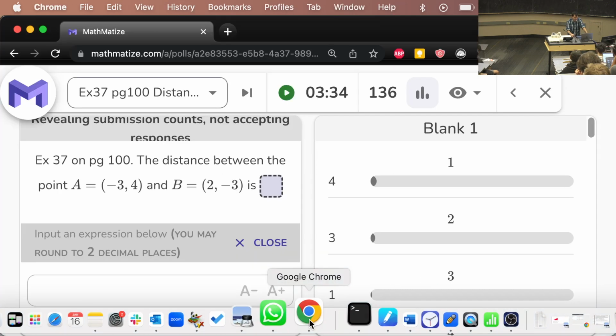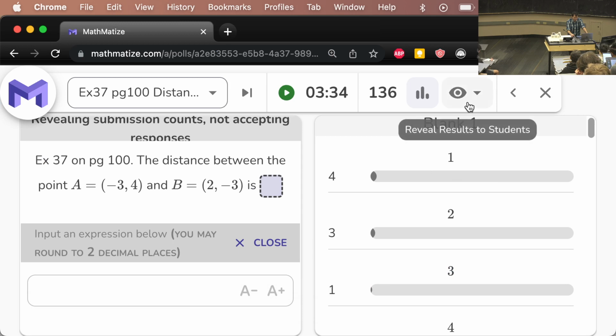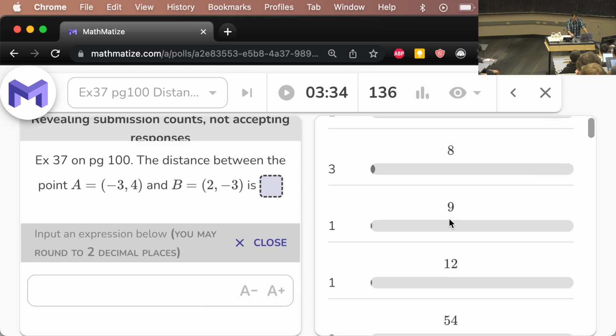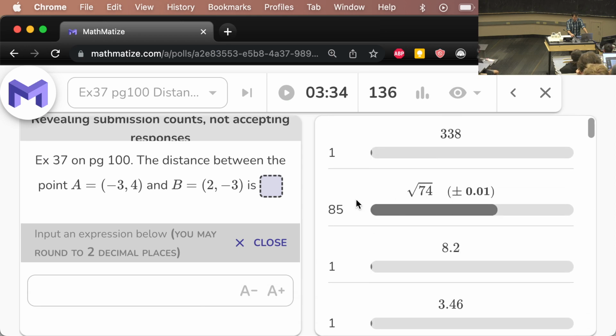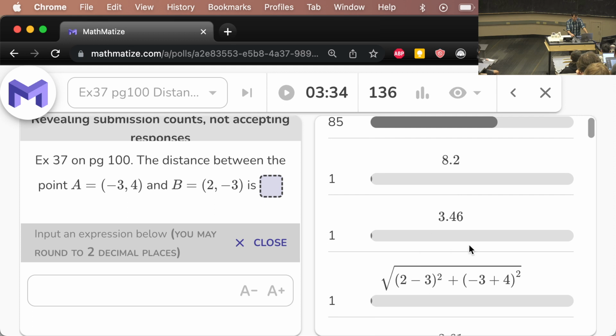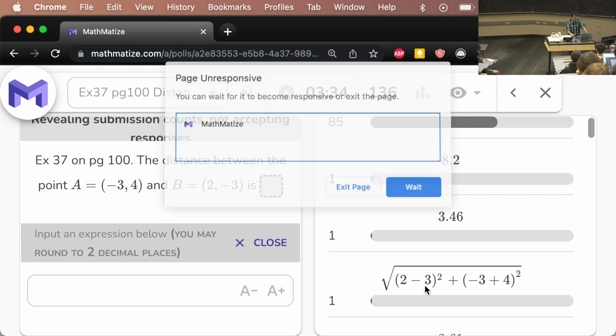Let's see, did the answers load? OK, so I guess I've revealed what the right answer is. OK, so lots of guesses of numbers. Square root of 74, 85 people got that right. So if you typed in a decimal that was close to the square root of 74, you also got it right. Okay, so formulas like this, it will accept these as long as they're correct.